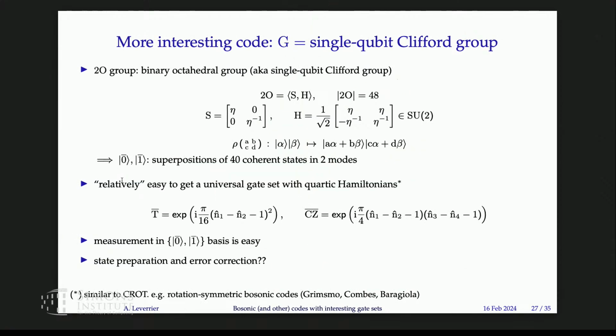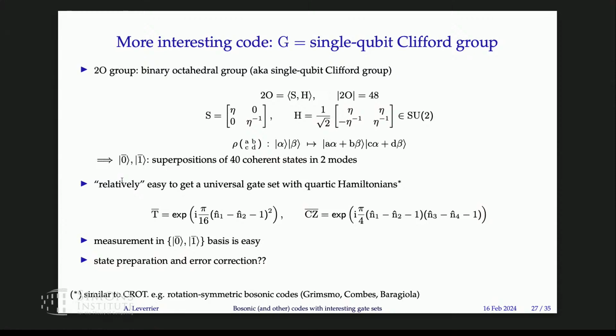A more interesting example is this one. You don't take G to be the single qubit Pauli group, you take it to be the single qubit Clifford group. Formally, it's called the binary octahedral group, 2O. It has 48 elements, and it's generated by these two matrices. And you can play the same game. If you do, now you get a code where all the single qubit Cliffords are done by Gaussian unitaries.